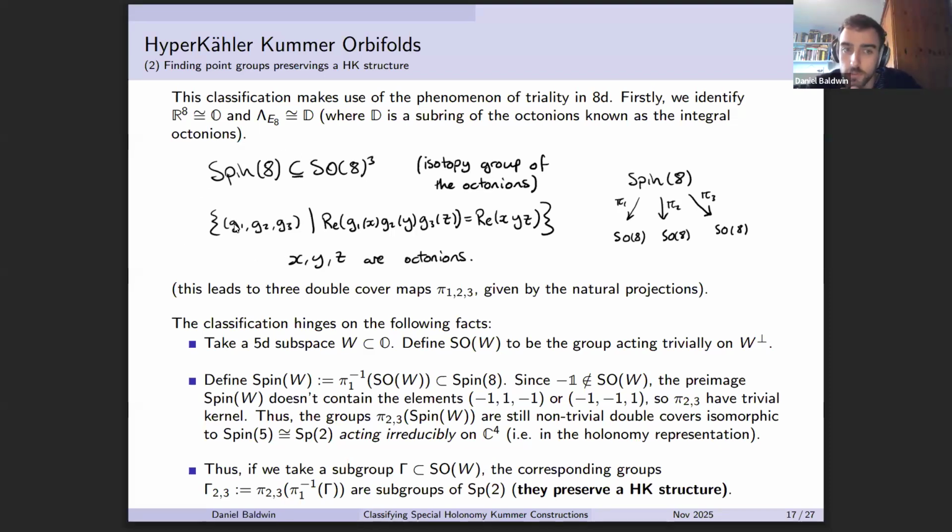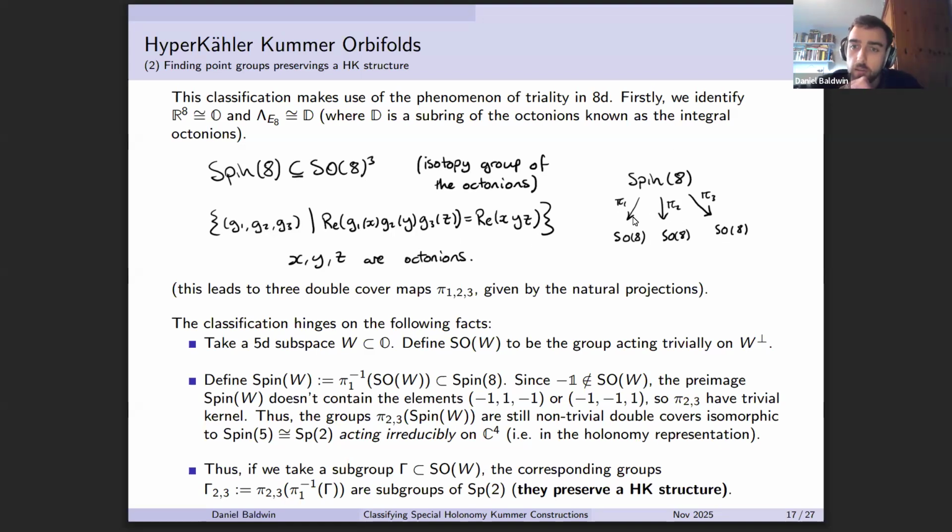It's the set of triples g1, g2, g3, where each of these is an element of SO(8) satisfying this condition. We take three octonions x, y, and z, take their product, and then take the real part on the right-hand side. On the left-hand side, we act on x, y, and z by g1, g2, and g3, which is just rotating 8D vectors in R8. Then we multiply them using the octonion product and take the real part. If the left-hand side agrees with the right-hand side, this triple is an element of Spin(8), and all of Spin(8) can be obtained in this way.